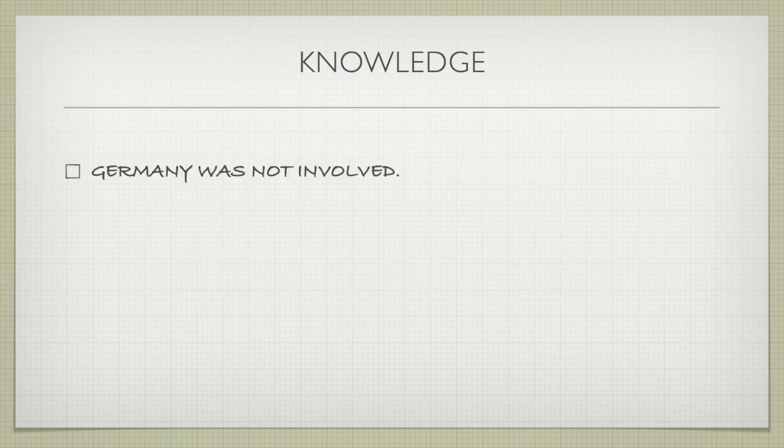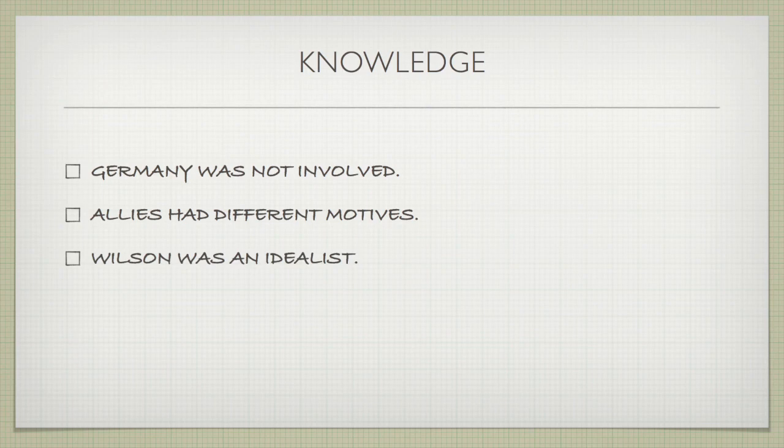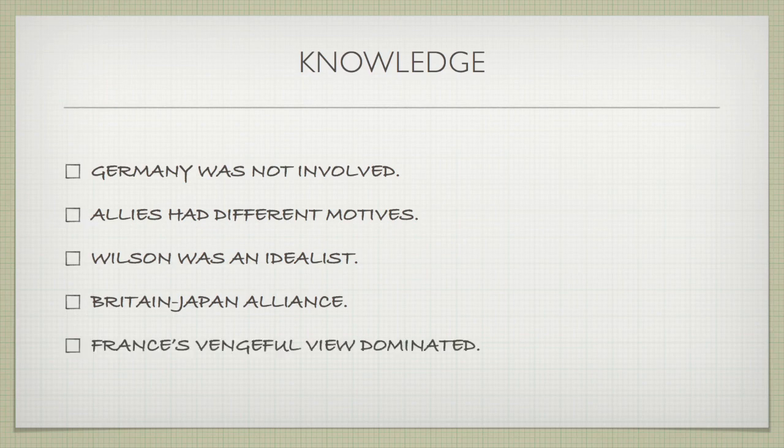We know the treaty was decided by the Allies, and that Germany was not present until they had to sign it. We know the Allies had different motives. Clemenceau wanted revenge, Lloyd George wanted Germany's navy removed, and Wilson wanted a just peace, with a League of Nations. We know that Wilson was an idealist. His views for a better world were presented in his 14-point plan. Possibly, we might also remember that Japan and Britain had an alliance. We also know that the Allies didn't easily agree on the treaty, but Clemenceau's view dominated because France was hurt the most by the war.